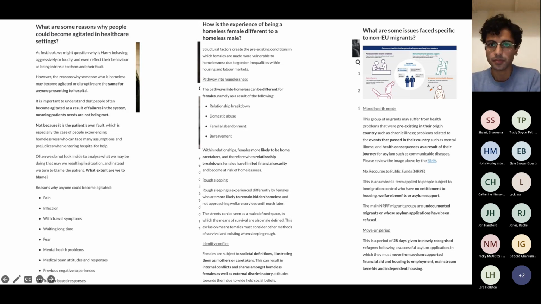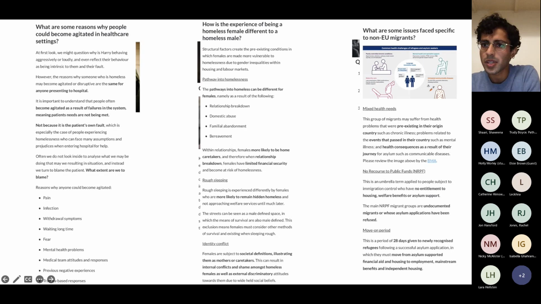In the middle, we can see how the experience of being a homeless female is different to a homeless male, because actually the pathway into homelessness can be different. Sleeping rough can be different, and also the idea of identity conflict and the societal conceptions of what a woman should be as a mother, as a caretaker, and that turmoil inside and how it can affect people differently. It was important that I wanted to bring this up as well.